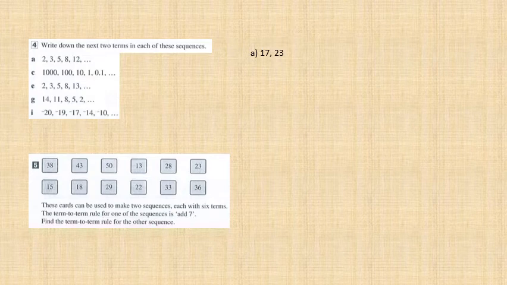Here, 1000 became 100, then 10, then 1. Obviously, it's dividing by 10. I'm removing 0 every time, so I'm dividing by 10. So here, 0.1 divided by 10 is going to be 0.01. And after that, it's going to be 0.001.